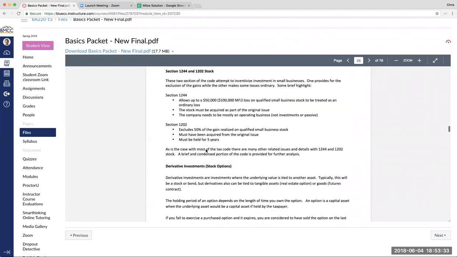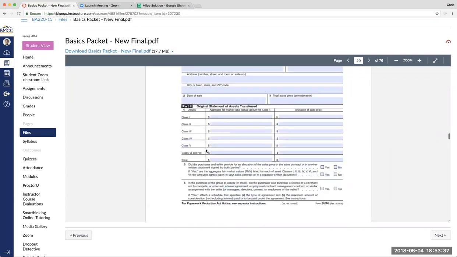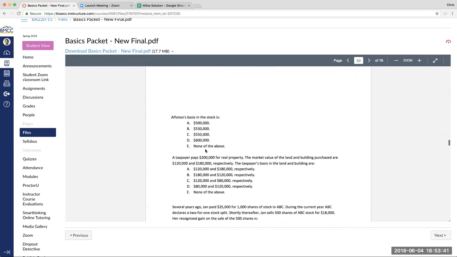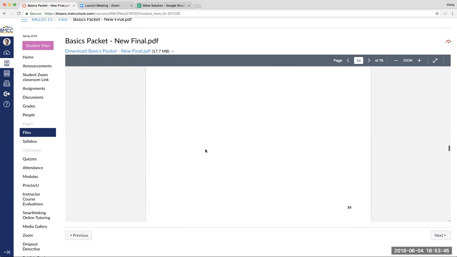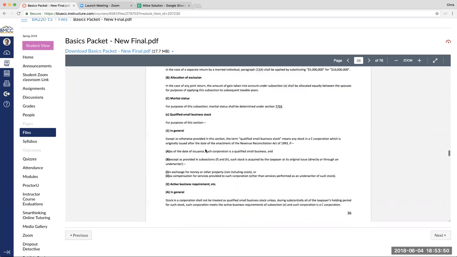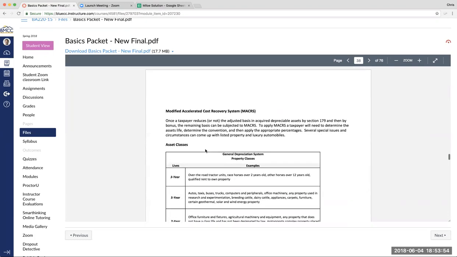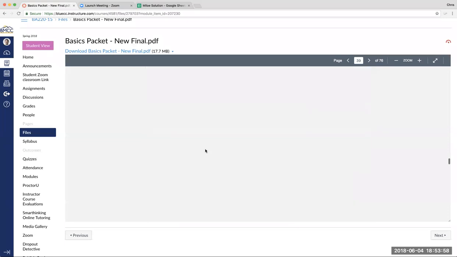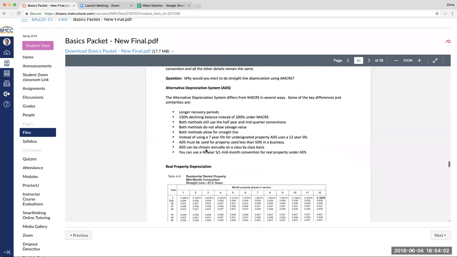And I think this is in the packet somewhere here. Here's some basis questions, small business stocks. All of this stuff can get more complicated than even how we've presented it. Remember, the tax code is 4 million words, and you can do a master's degree just in tax if you are nerdy enough to want to do that. I'm making fun of myself there.